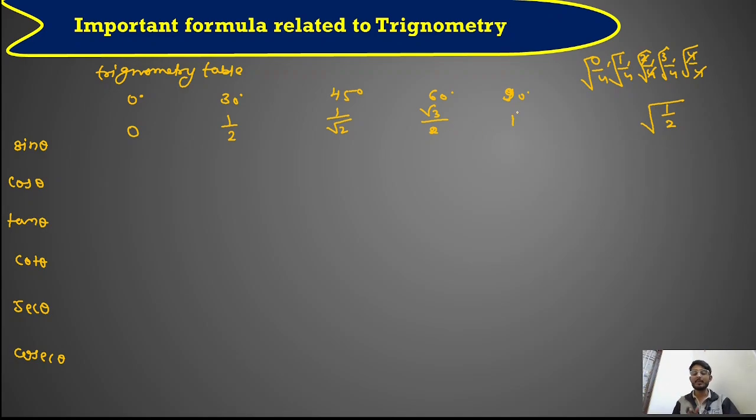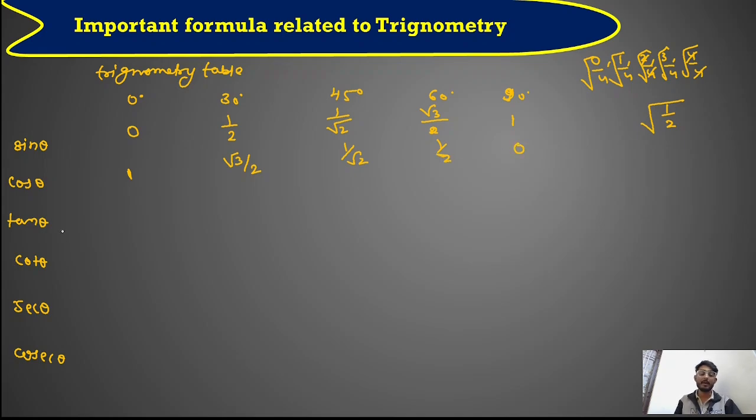Basically, to find the value of cos theta, you have to write these values of sin theta in reverse order. Reverse order means the value at 90 degree goes in the place of 0 degree and the value at 0 degree goes in the place of 90 degree, swapping each other. It means the order is written from right to left. So first you will write 1, then root 3 by 2, then 1 by root 2, then 1 by 2 and then 0.